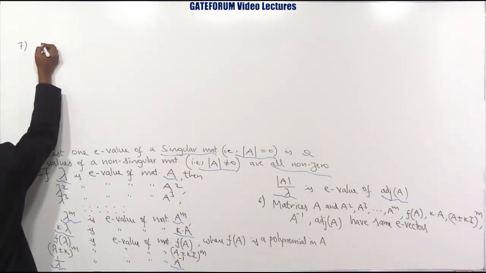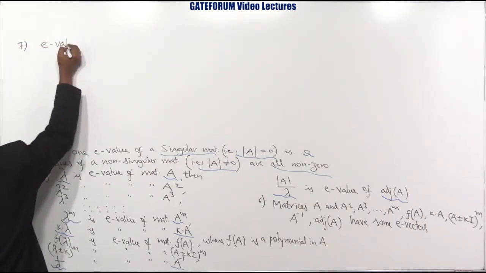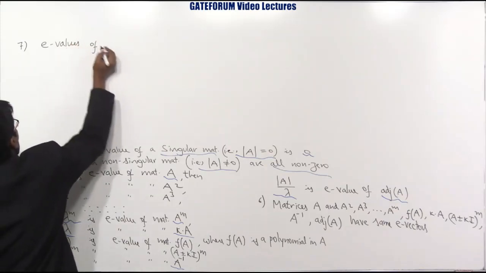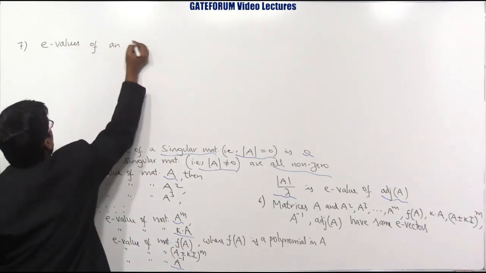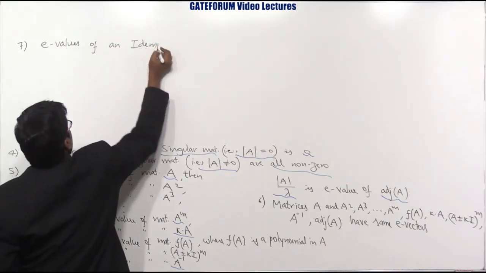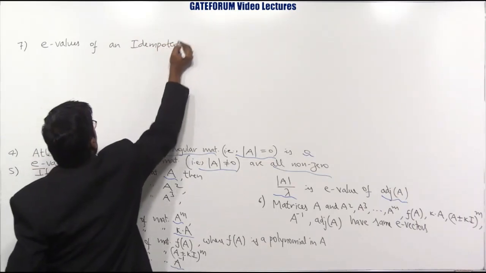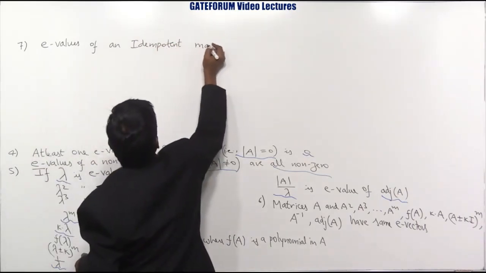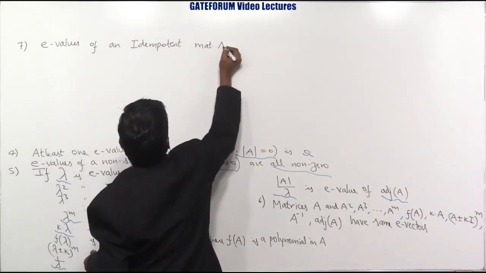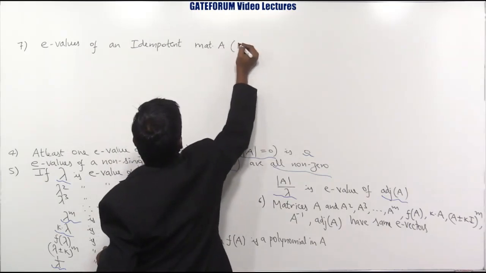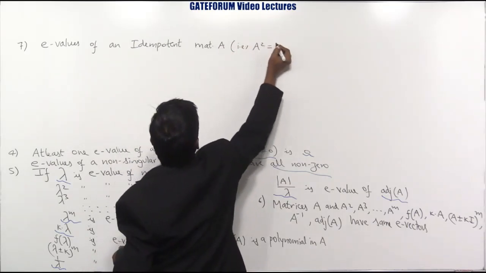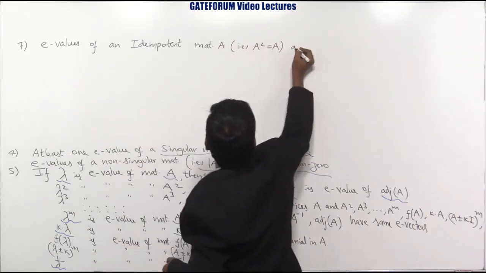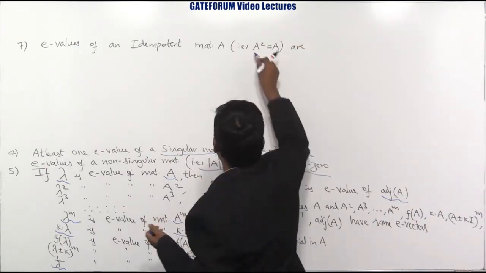Seventh one, eigenvalues of an idempotent matrix A. That is, as I told you day before yesterday, A square is equal to A. Or just, I will tell the logic, how to remember this.